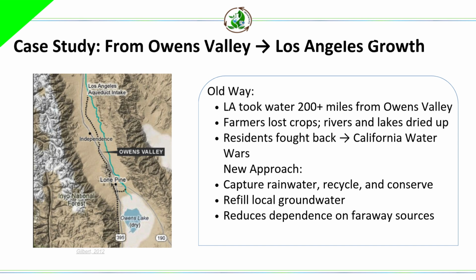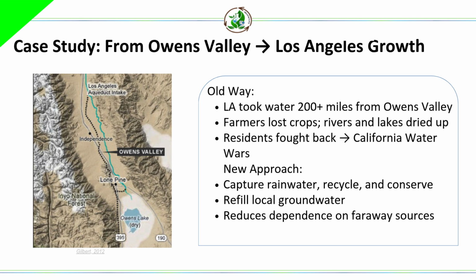Now let's look at a case study: how Los Angeles got its water from Owens Valley. The old way, LA took water over 200 miles from Owens Valley. This caused big problems. Farmers lost crops, rivers and lakes dried up, and local residents fought back. This conflict became known as the California Water Wars.